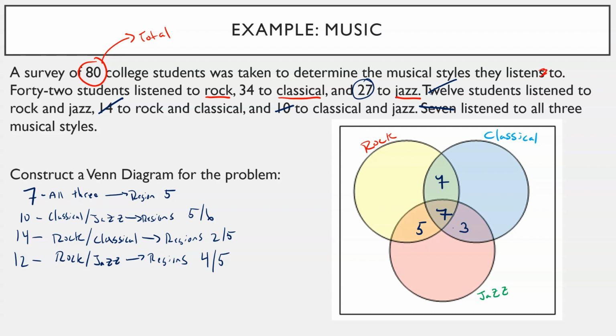27 listed jazz. Well, so here's the jazz circle. It needs to total 27. But how many have I already counted for? 7, 3, and 5. I've already accounted for 15. So 27 minus 15 tells me 12.